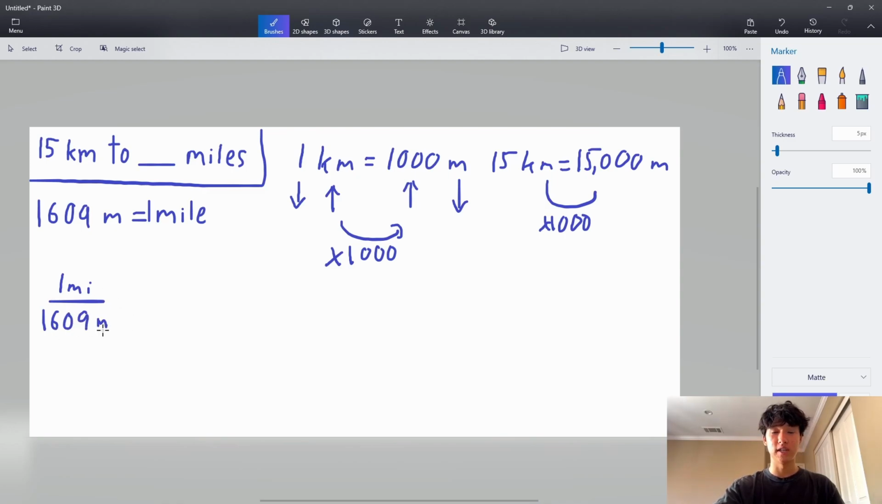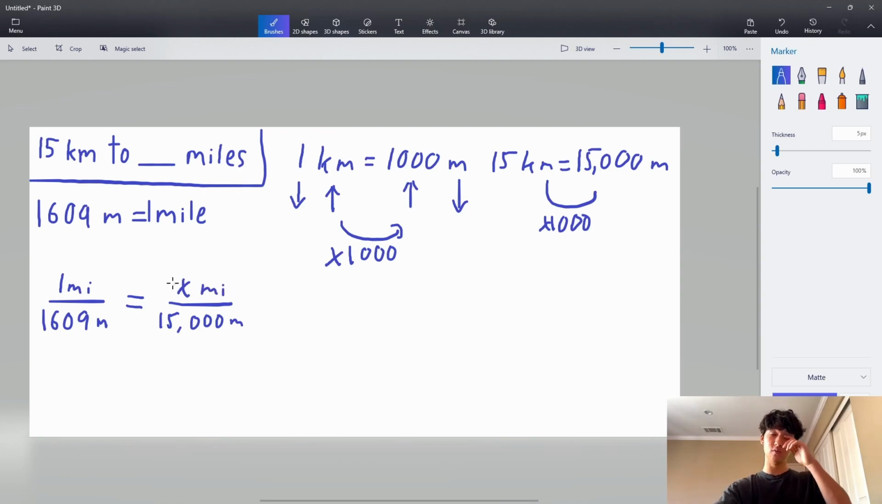So they're one team. Now they're equal to the other team. We have 15,000 meters, right? Which is equal to this number, 15 kilometers right here. And now we're solving for the amount of miles, but we don't know. So we'll say X miles.